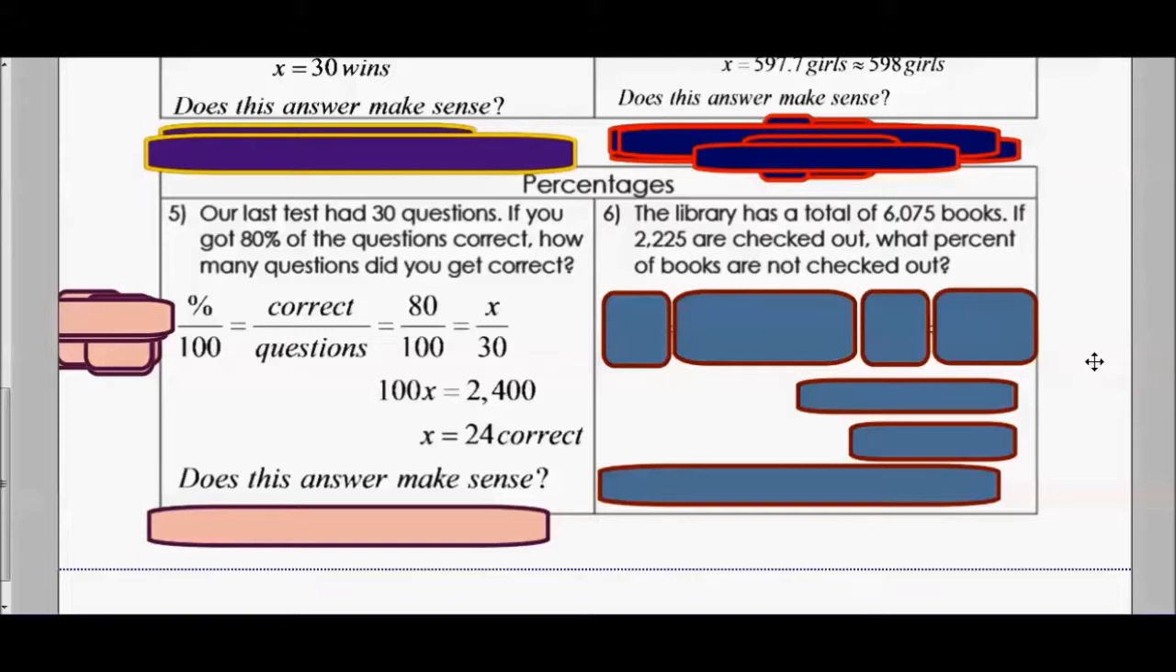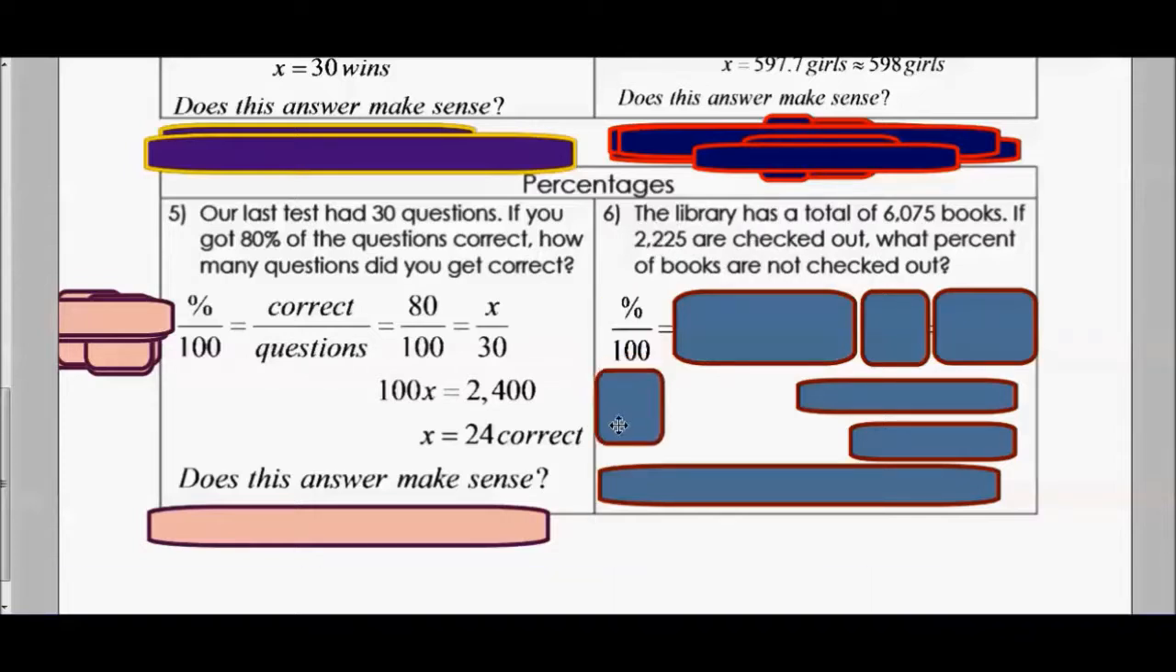Number 6 says the library has a total of 6,075 books. If 2,225 are checked out, what percent of the books are not checked out? Okay, that's important that we read that last part. What are not checked out? So here they're giving us how many are checked out. We need to find how many are not checked out.